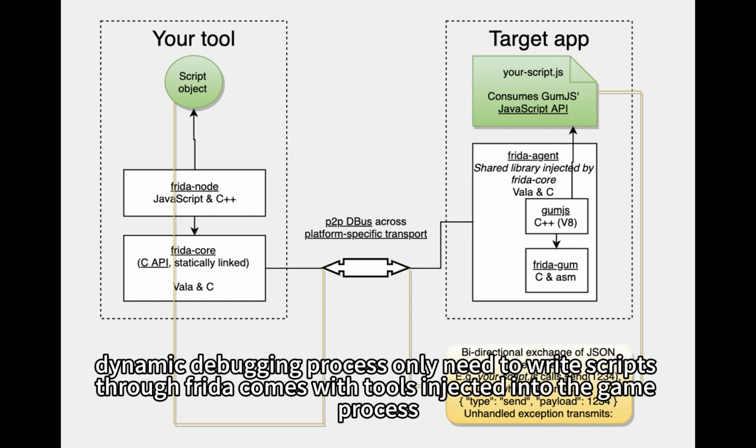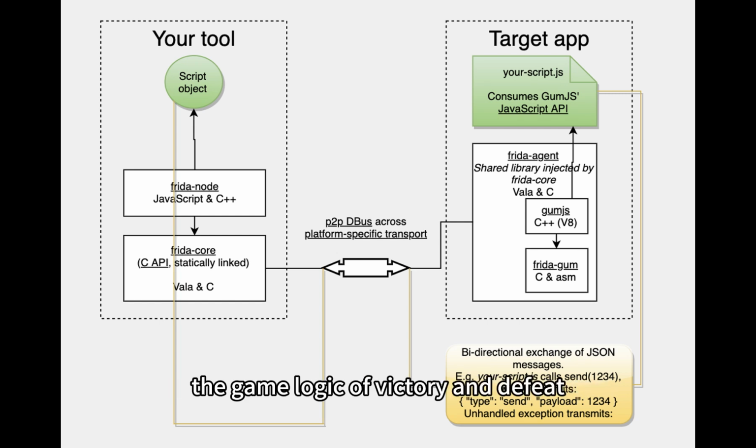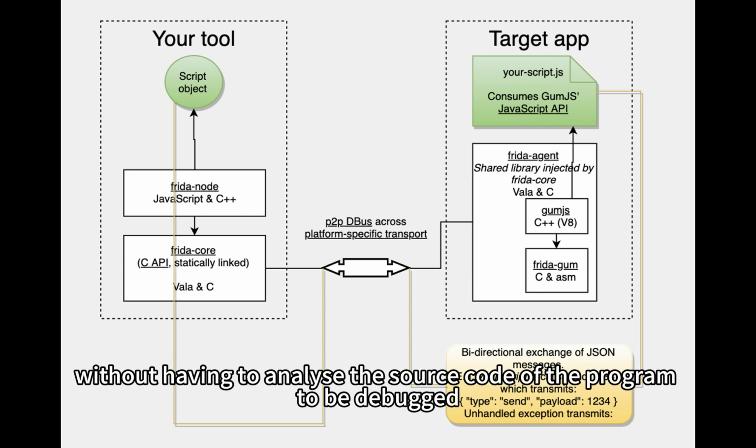In the dynamic debugging process, you only need to write scripts and inject them into the game process through the tools that come with Frida. You can hook key functions within the game, such as the game character's attack power, life value, the game logic of victory and defeat, the logic of the surrender judgment, etc., and in the process of using it, you don't have to analyze the source code of the program to be debugged.